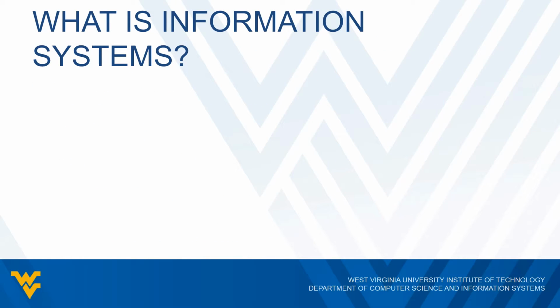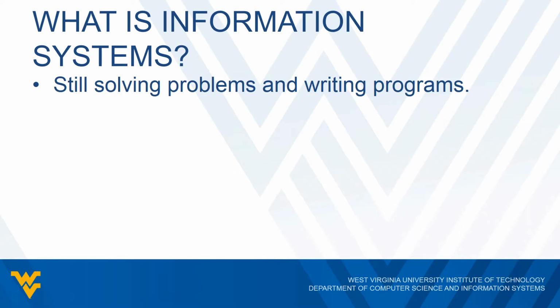So if computer science is all about solving different problems, then, well, what's information systems? I mean, I've been saying that they're very similar to each other. In fact, like I said in this class, we're going to be going over an overview of computer science. So what is information systems? Well, we're still solving problems and we're still going to be writing programs. You need to know those things if you're going to go into information systems.